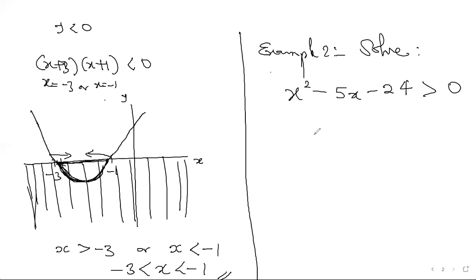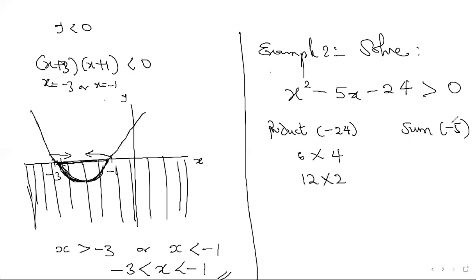So here I need to first factorize this quadratic function. So I need to look for product and sum. What are the two numbers that when we multiply together will give us minus 24, but when we add, will give us minus 5? So that's what I'm looking for. So what are the two numbers? To get minus 24, you can do 6 times 4. You can do 12 times 2. So I'm looking for the one that will give me 5. What else can I do?